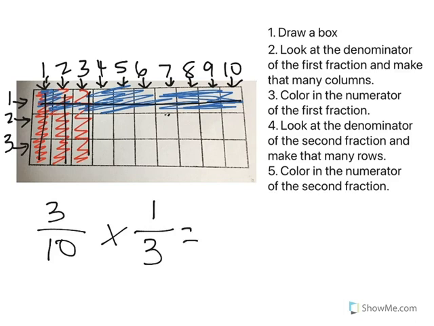And I can look at the end to see if I'm right, because I have 3 boxes colored in with both colors, which 3 times 1 is 3. And then my total boxes are 30, which 10 times 3 is 30. So that is how you would do a problem like that.